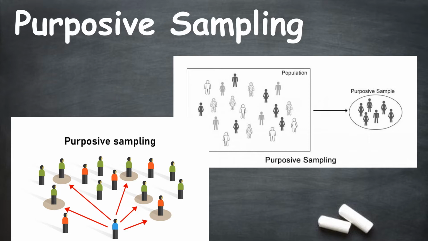Now, for example, I need a female senior high school student. So, let's say your population is senior high school students, and then you just select female respondents only. We disregard all the male. So that's how purposive sampling works. You just have to know the criteria in choosing your respondents.